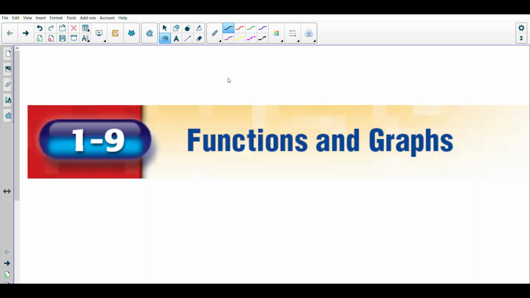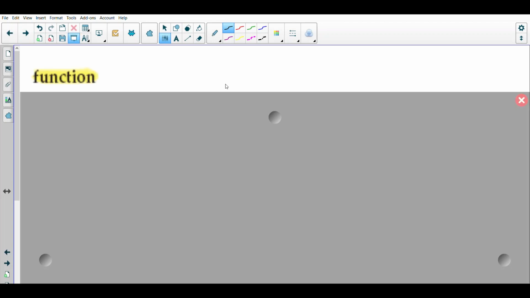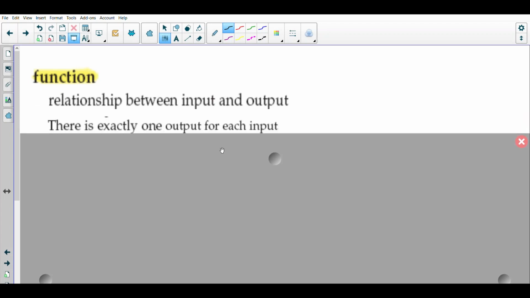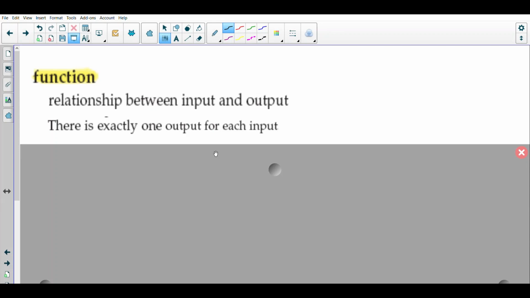Today we're going to finish Chapter 1 with Section 1-9, Functions and Graphs. So, first things we need to know, a function is just a relationship between an input and an output. So, keep in mind there's exactly one output for each input, and we'll go through this a little bit more in detail in just a bit.